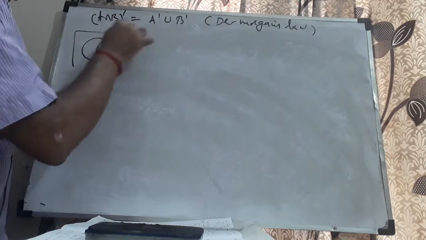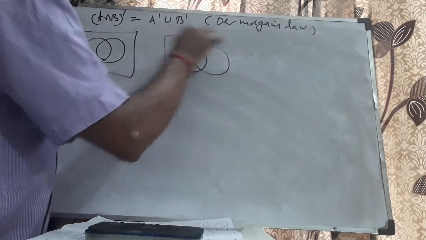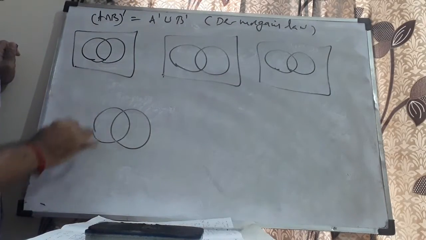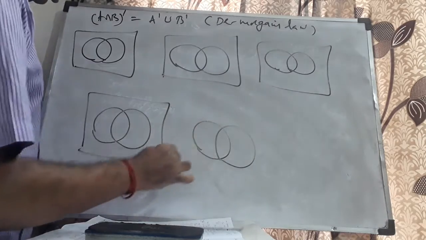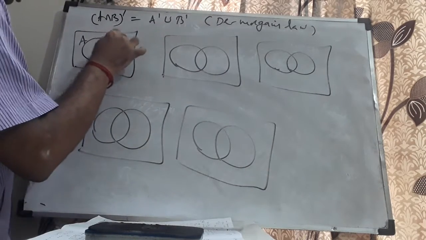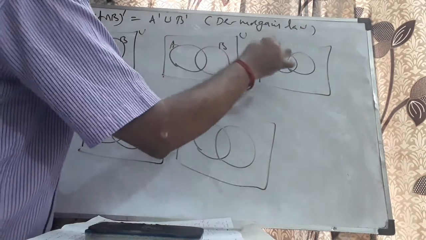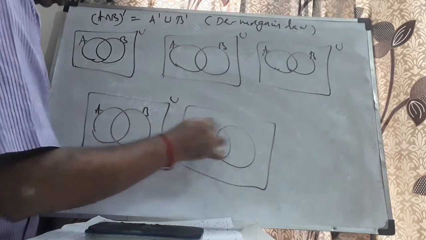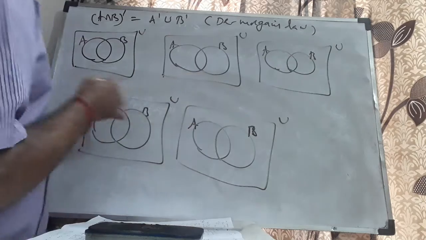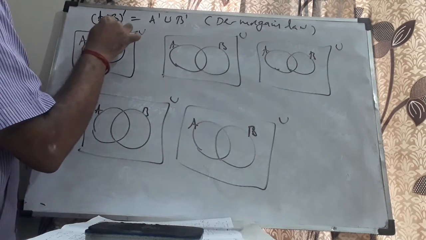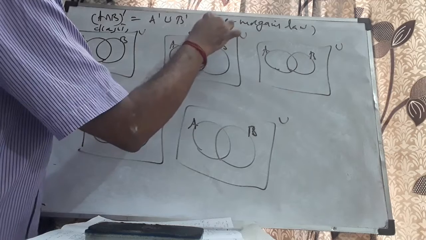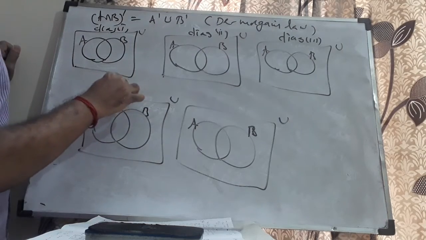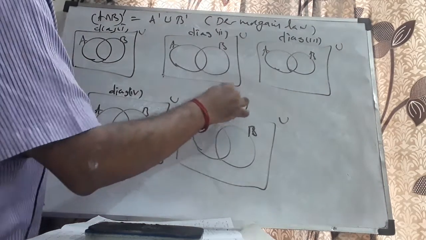Similar way, I'll take 5 different diagrams. I'll take A, B, universal set in all the cases uniformly. I should not change. This is my diagram 1, this is my diagram 2, this is my diagram 3, this is my diagram 4, this is my diagram 5.